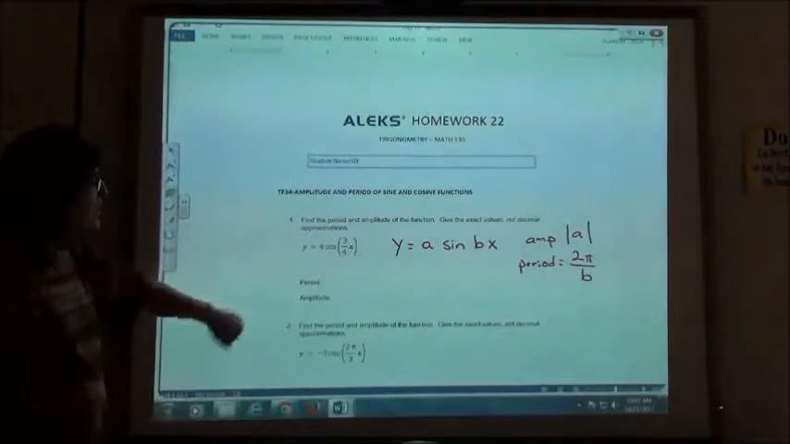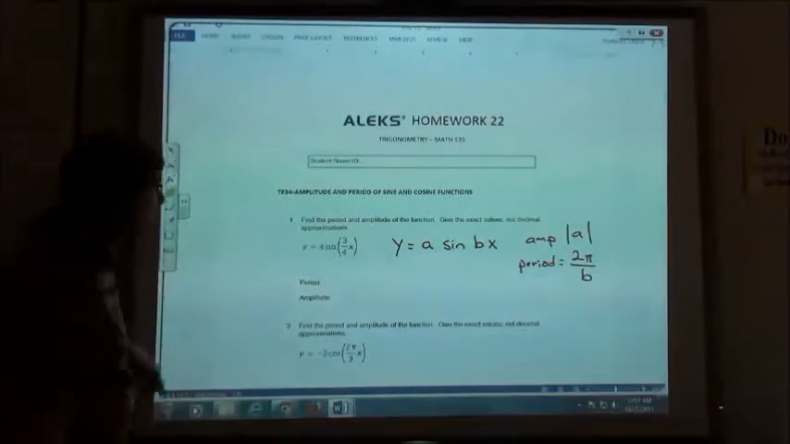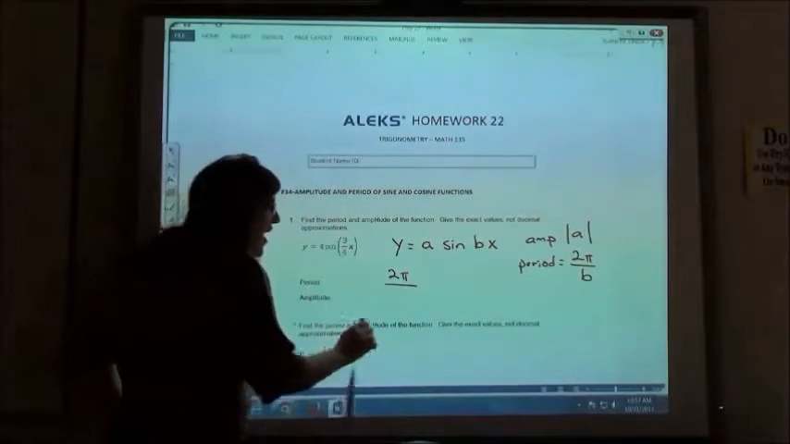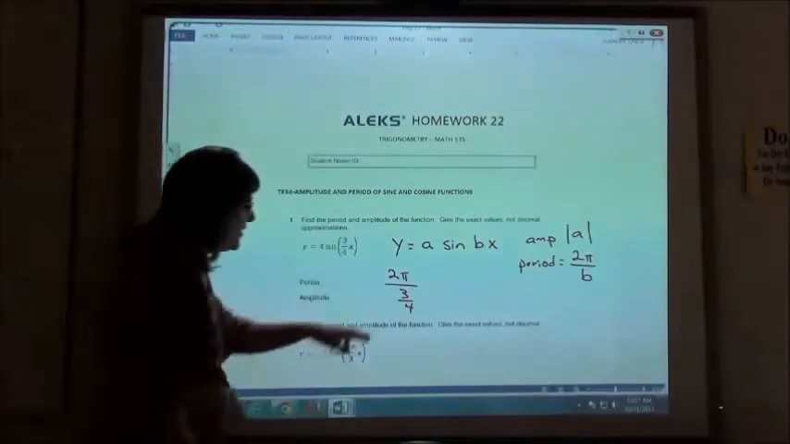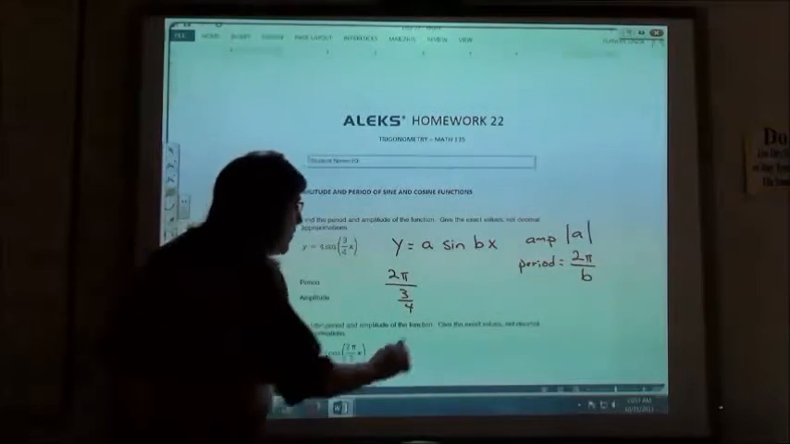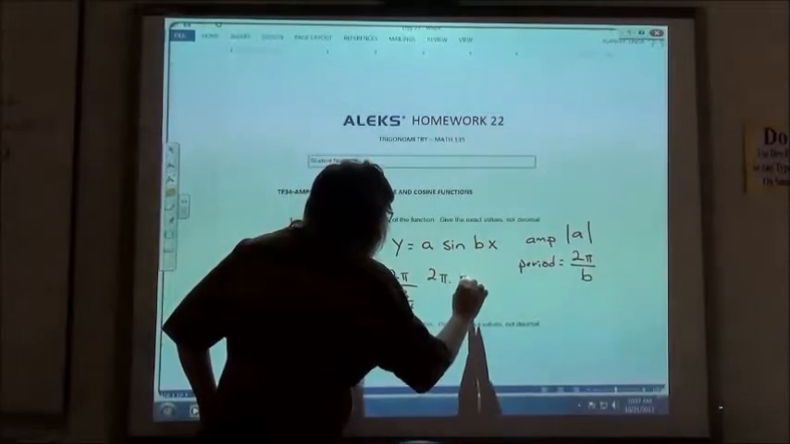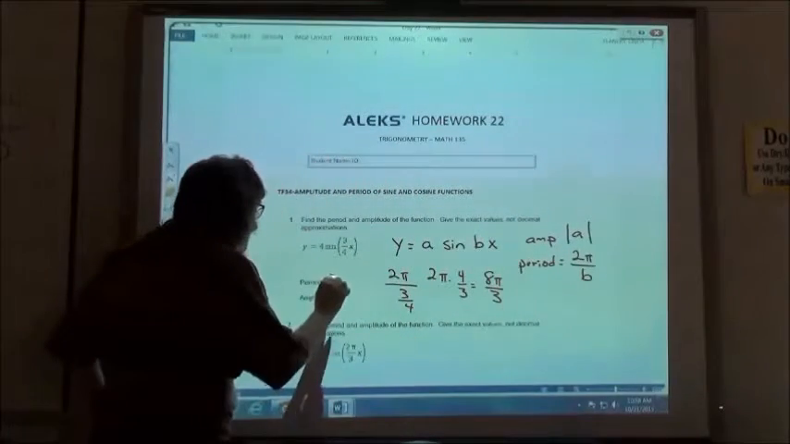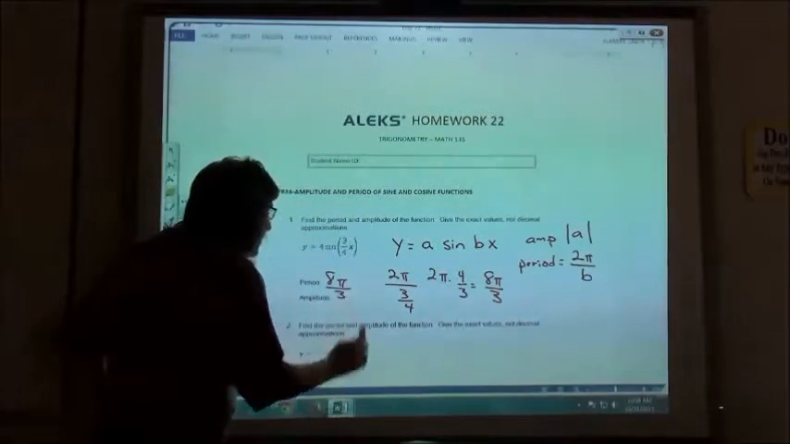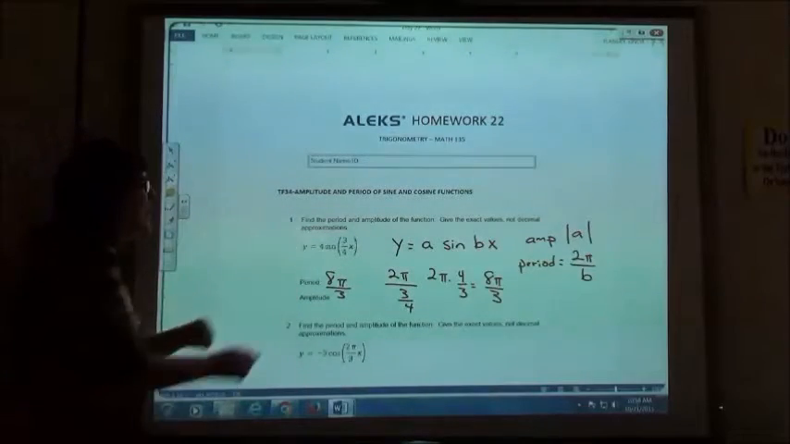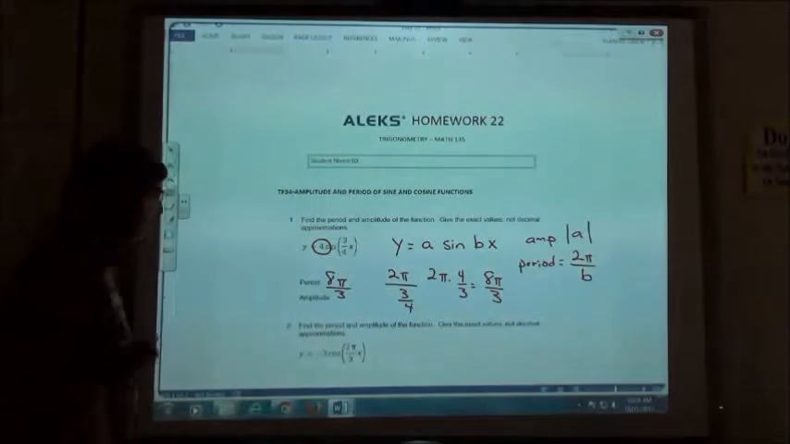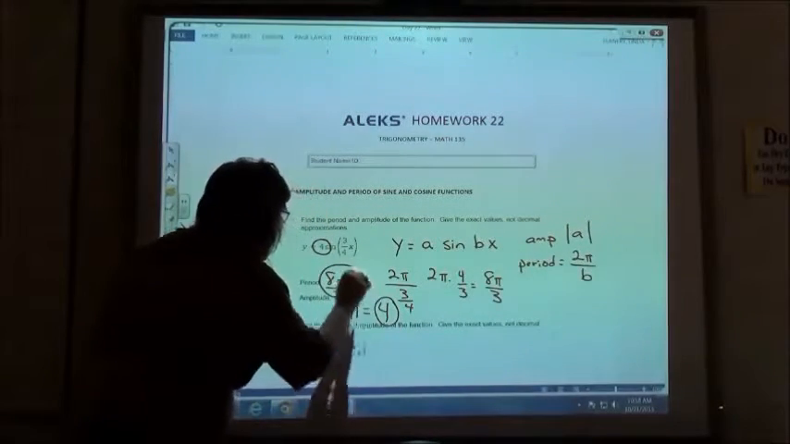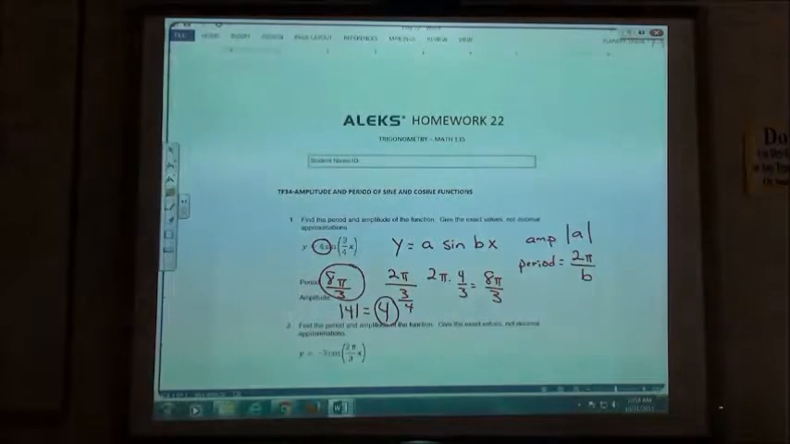So they will switch these two things around. If I'm going to do my period first, I'm going to take 2 pi divided by my coefficient of x here, which is 3/4. Since I'm dividing by 3/4, I have to invert and multiply. So 2 pi times 4 over 3, which gives me 8 pi over 3. Wrote that kind of big. My amplitude is going to be the absolute value of 4, which just gives me 4. So my period, 8 pi over 3, my amplitude is 4.